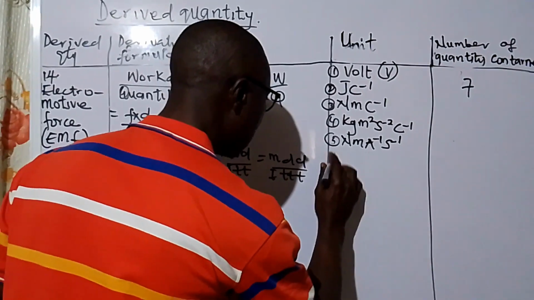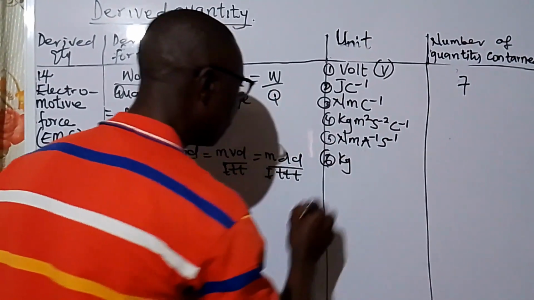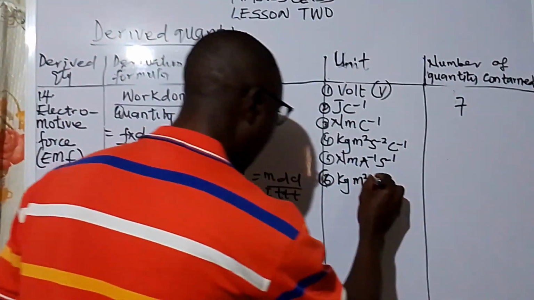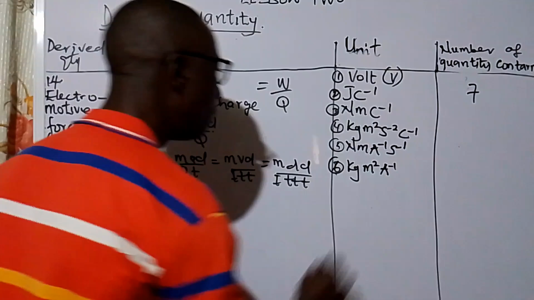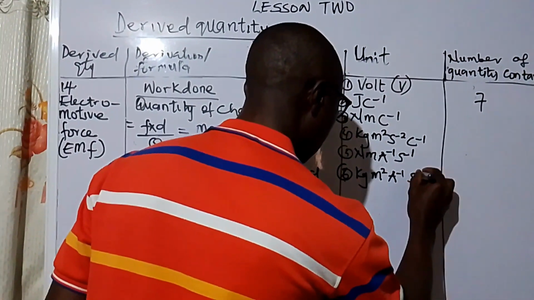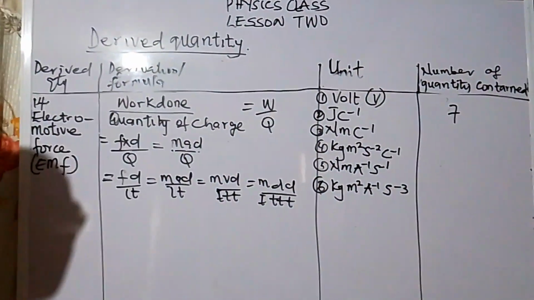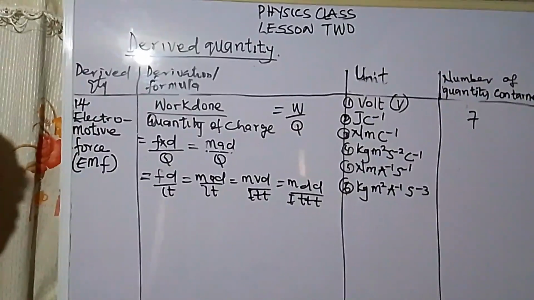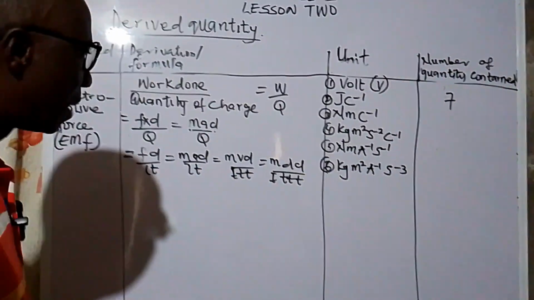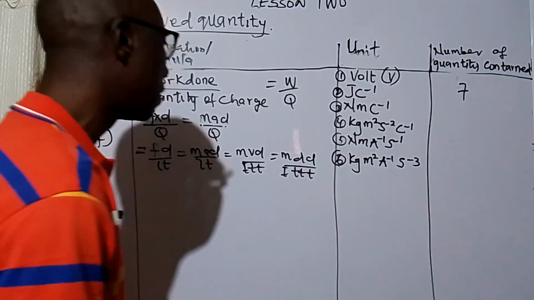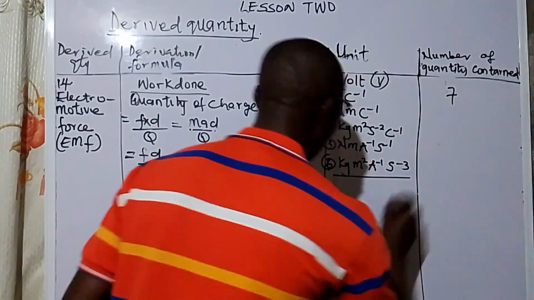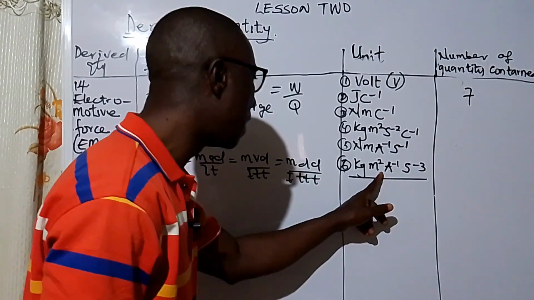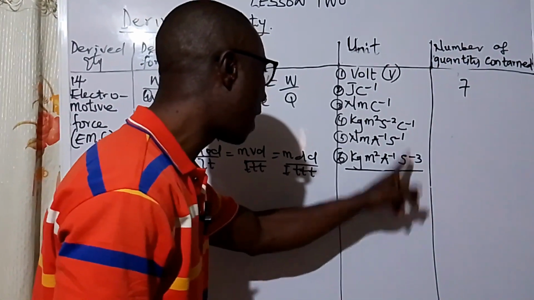Now, from here, if you want to write another unit for electromotive force, that's number 6: kilogram meter square per ampere per second cube. Kilogram meter square per ampere per second cube. Now, finally, you can say that the basic unit of electromotive force is this, the last one. If you check all these units now, no derived units there at all. All are fundamental units.